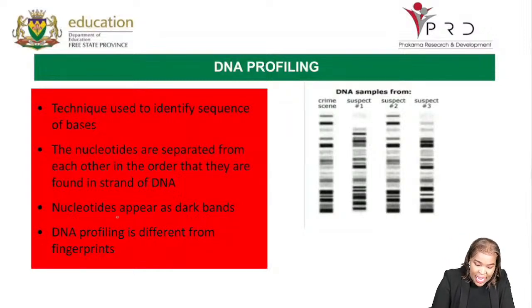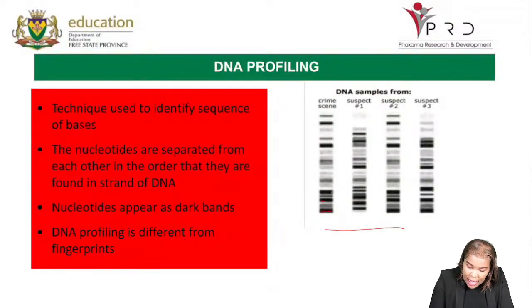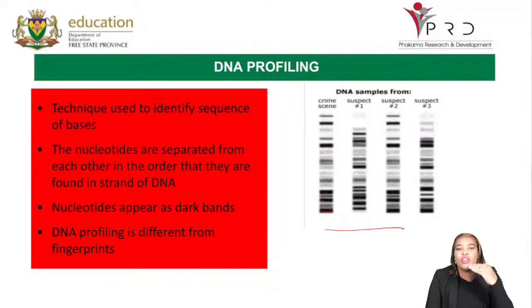Now, nucleotides are going to appear as what? As dark bands. So when you look at this diagram here, you see these dark bands. These dark bands represent the arrangement of the nucleotides in your DNA. And DNA profiling is different from DNA fingerprints. DNA fingerprints is another process, but we are dealing with a profile that has your whole information. We can use DNA profiling in so many ways.